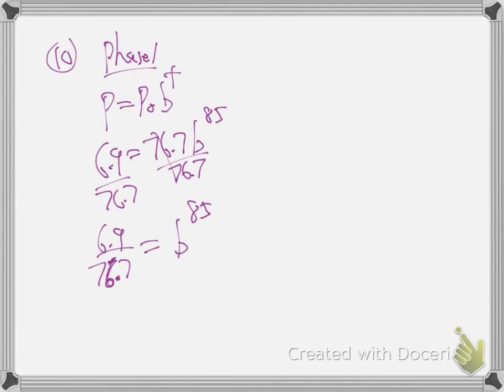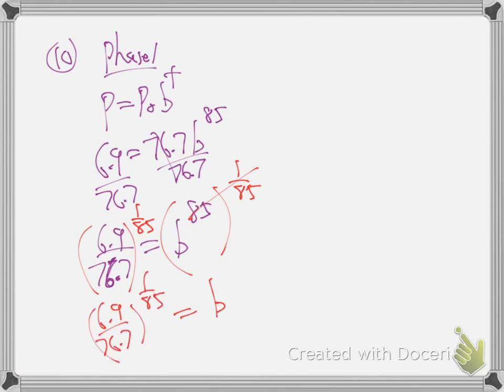So what do we do now to make it regular B? Do you remember that? Good job. 1 over 85. Boom. That does it. So B is 6.9 over 76.7 to the 1 over 85. Let's do that in your calculator real quick. 6.9 divided by 76.7 to the power. Remember, you've got to put parentheses around that power because there's more than one item in the power zone. Parenthesize that 1 over 85 in the power.